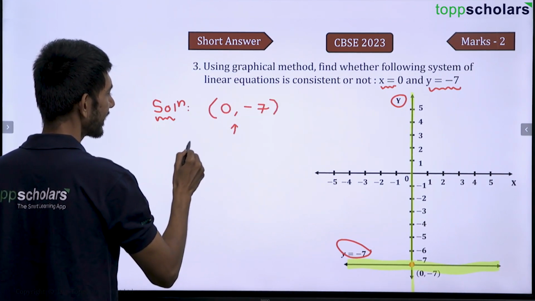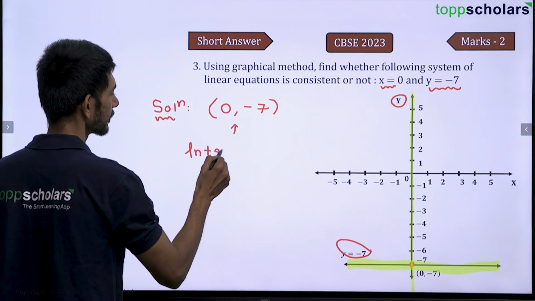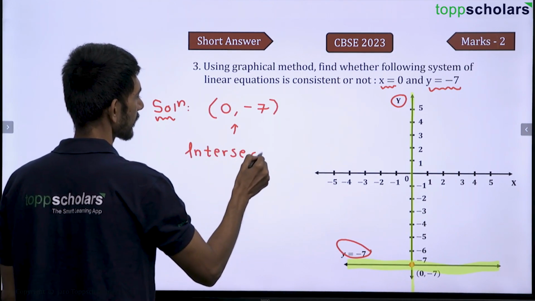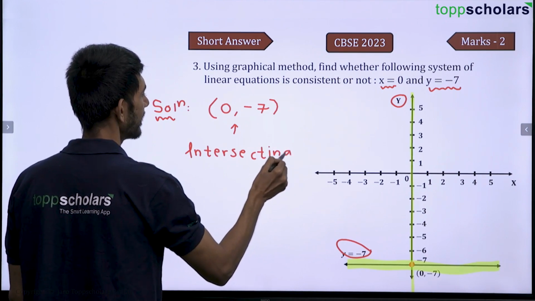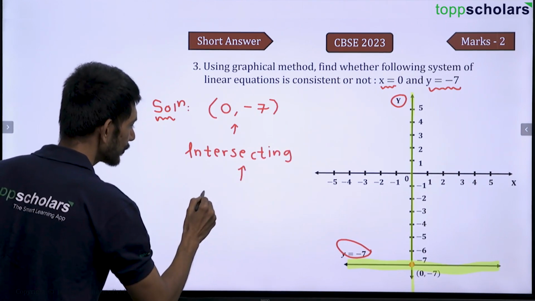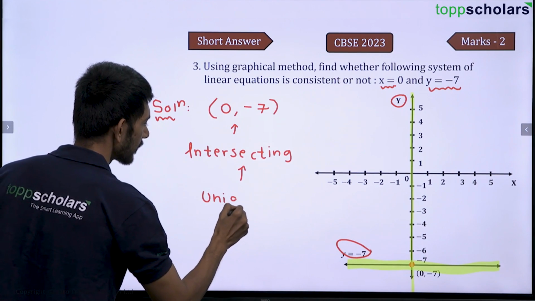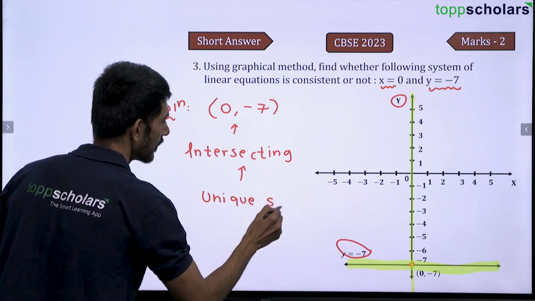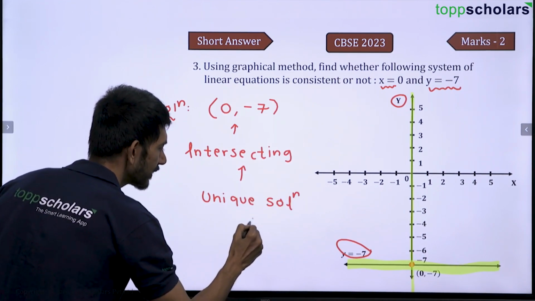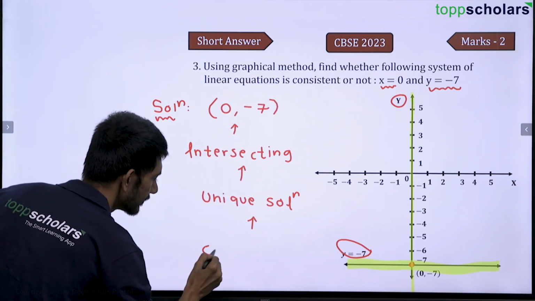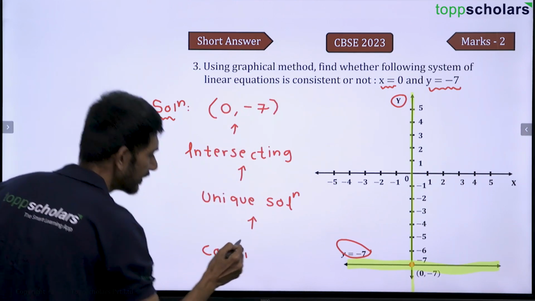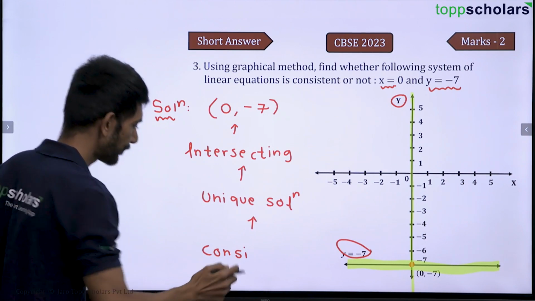Can I say they are intersecting lines? If they are intersecting lines, can I say they have unique solution? And now because they have unique solution, can I say they are consistent? See, very simple. All of this is interconnected to each other.